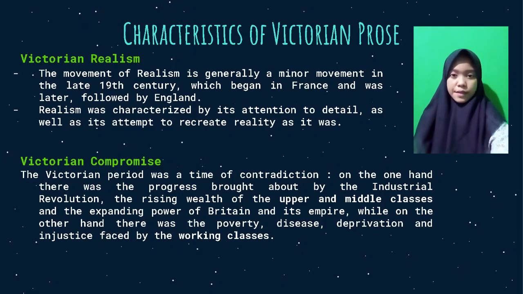The second is Victorian Compromise. The Victorian period was a time of contradiction. On the one hand, there was the progress brought about by the Industrial Revolution, the rising wealth of the upper and middle classes, and the expanding power of Britain and its empire. While on the other hand, there was the poverty, disease, deprivation, and injustice faced by the working classes.